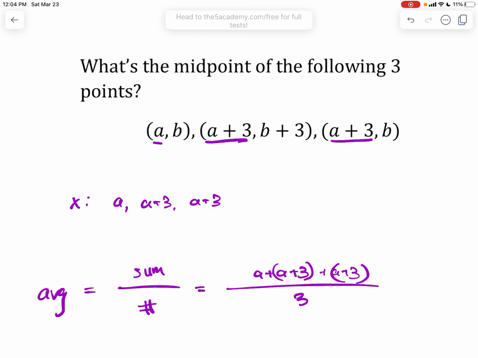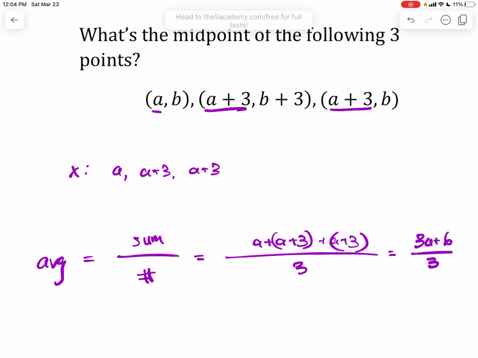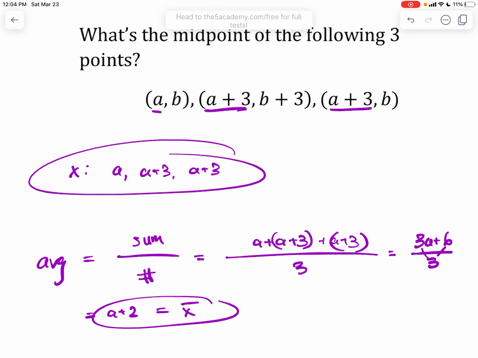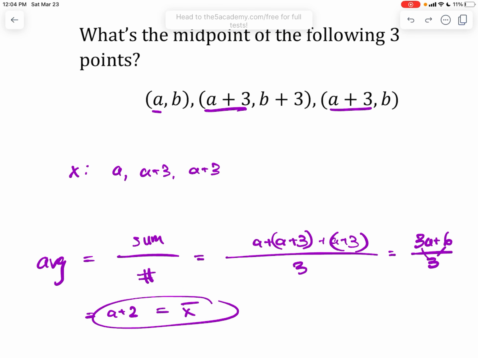Divide by 3. 3 numbers, right? Let's just keep simplifying it. Even though you might not end up at a numerical answer, just keep going. I get 3a plus 6, divided by 3. And then I can divide 3 by 3 and 6 by 3. I end up getting just a plus 2. All right, this is my x bar, I'm going to call it. This is my average x value. So that's my x midpoint of these 3 points. No matter what the value for a is, this is going to be the midpoint for those 3 points.